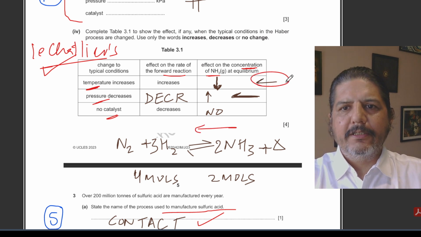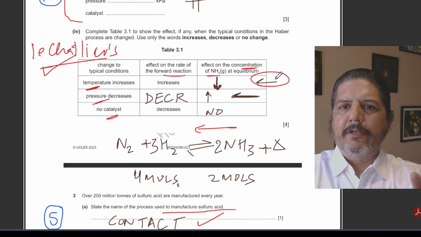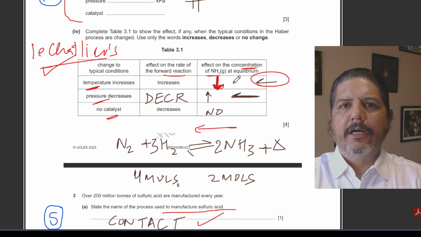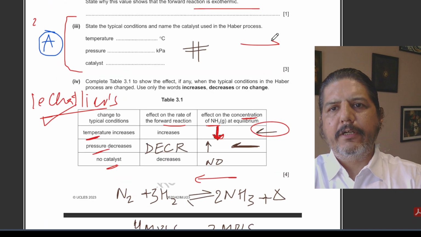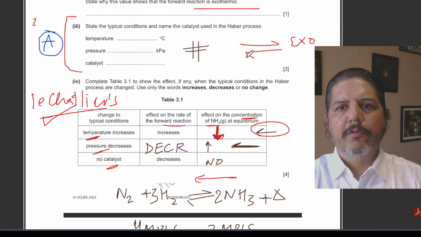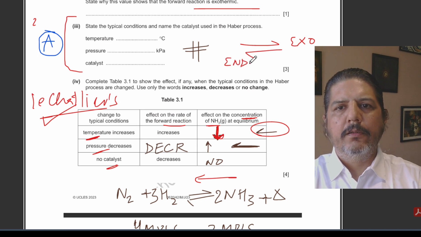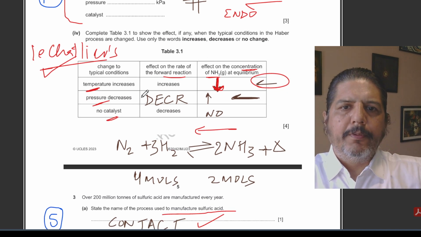So that is why the system will move in the backward direction. And when it moves in the backward direction, the concentration of ammonia will decrease. I hope this is making clear. Always remember, as I have discussed before, if the forward reaction is exothermic, the backward reaction will be endothermic, and vice versa. Next question, pressure decreases.